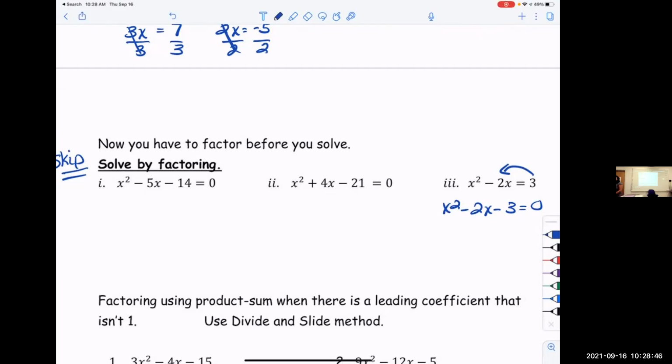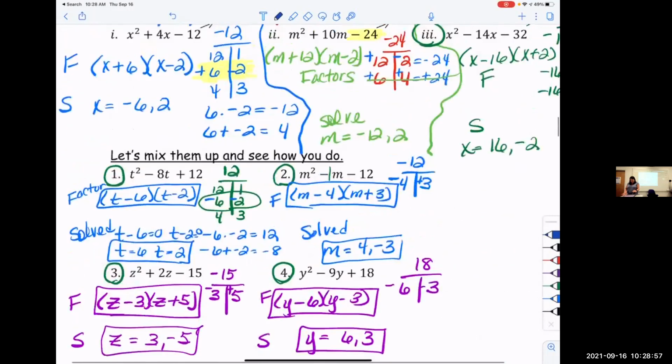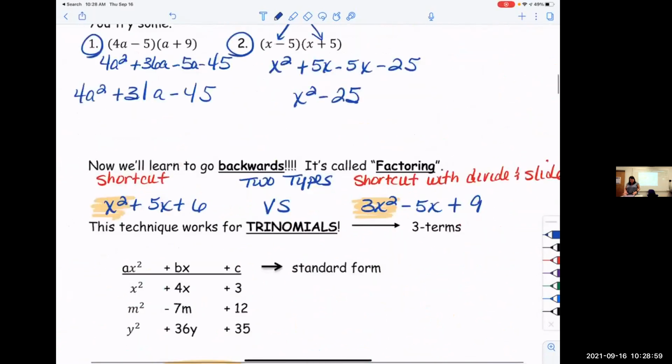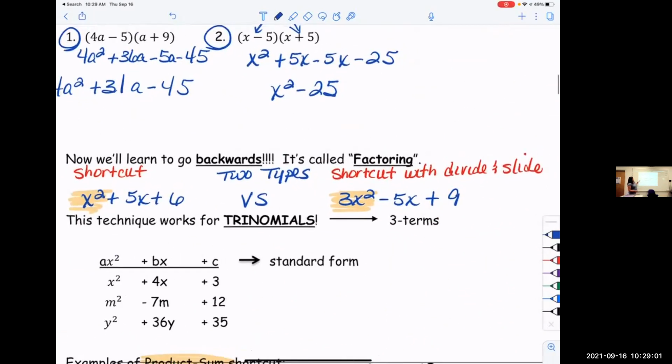Okay, so let me go ahead and add the last thing in there. And the very last thing is the shortcut with divide and slide. So let me go back real quick. Sorry, I don't mean to make you dizzy. So we just practiced this shortcut. So now I want to throw a number in front of the x squared, which makes it shortcut with a divide and slide. Okay. Again, lots of different ways to do this.